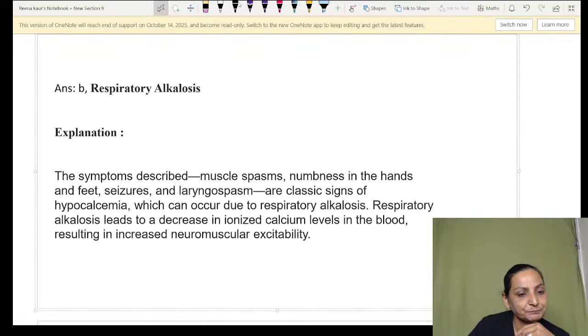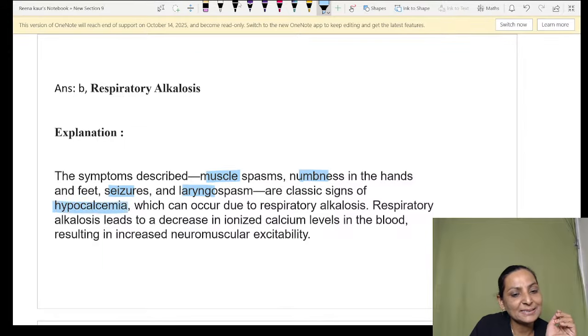Now why? What are the symptoms? Muscle spasm, numbness, seizures, laryngospasm, and all of these favor hypocalcemia. This hypocalcemia is over here due to respiratory alkalosis. Now what happens is that when there is respiratory alkalosis, there is a decrease in the ionized calcium levels in the blood.